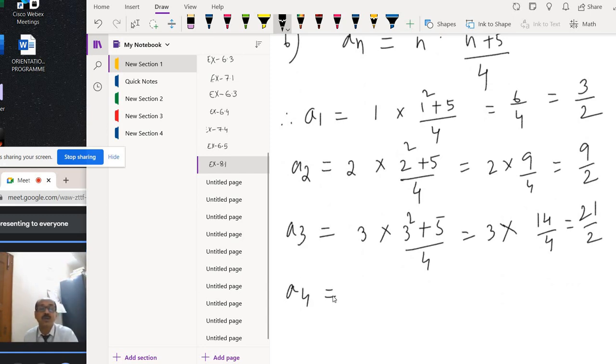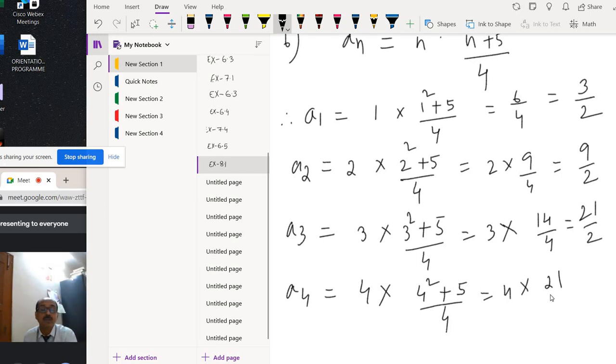Now a4. n equals 4, so 4 into 4 square plus 5 by 4, which is 4 into 16 plus 5 by 4, which is 4 into 21 by 4. The 4 cancels, so it will be 21. The fourth term is 21.